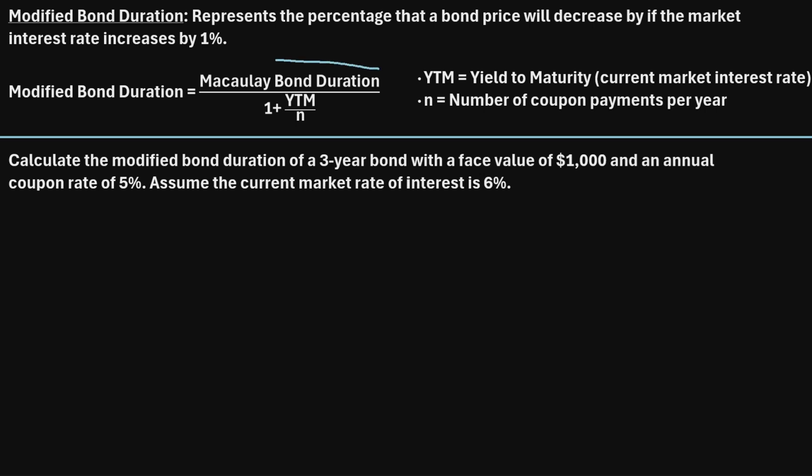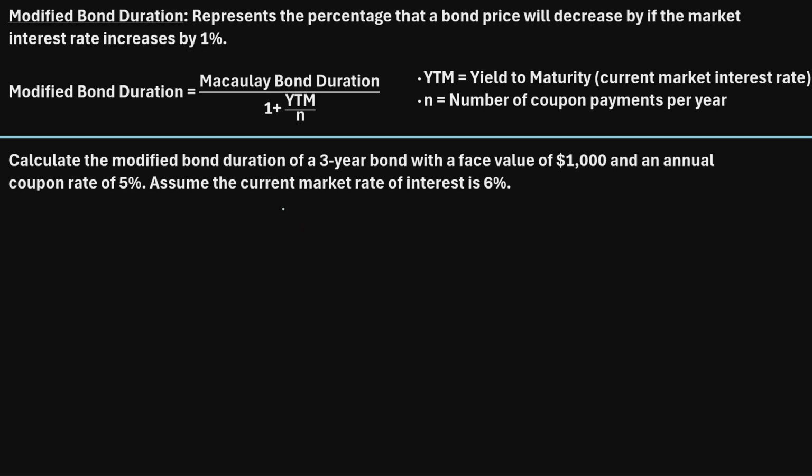Now, we can use the following formula to actually calculate modified bond duration. We take the Macaulay bond duration and we divide it by 1 plus YTM divided by N, where YTM stands for yield to maturity, or in other words, the current market interest rate, and N is the number of coupon payments per year, or in other words, the number of interest payments per year made by your bond. So let's check out an example.